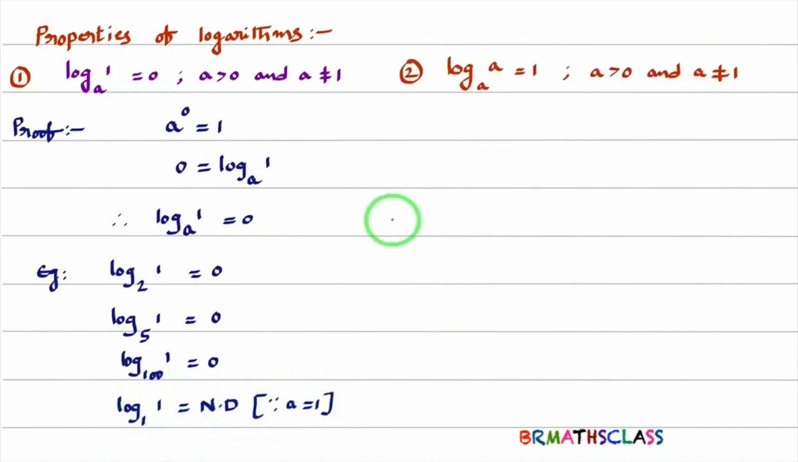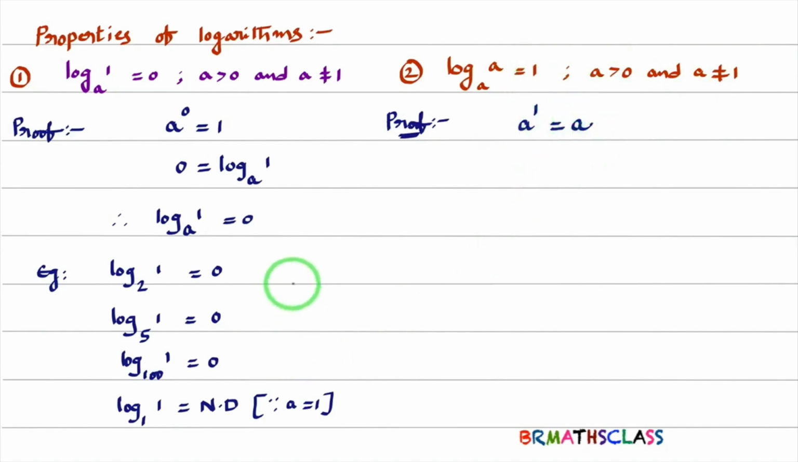You see this second property. What is the second property? Log a base a value is 1. Here, a is a positive real number, and as a is in the base, a cannot be equal to 1. So I'll do the proof of this result. You know this result. What is a power 1? a power 1 is nothing but a only. It is very easy. 2 power 1 is 2, 3 power 1 is 3. Like that, a power 1 is a.